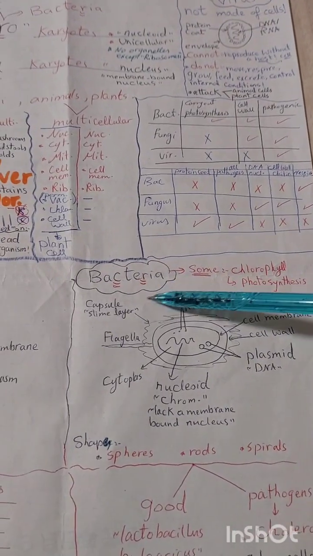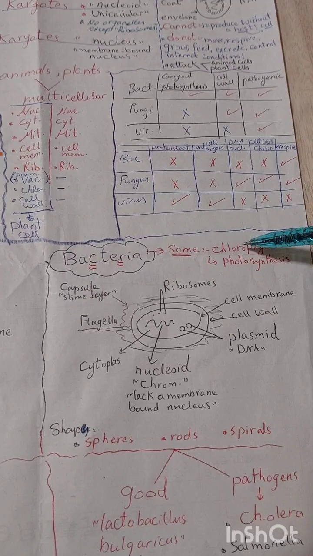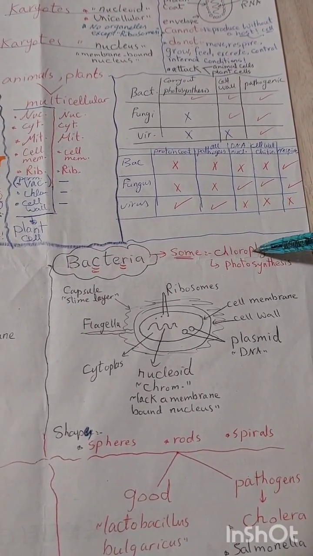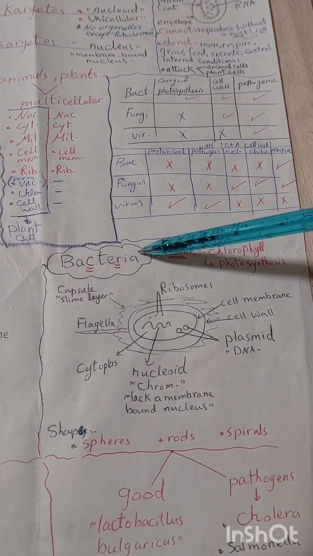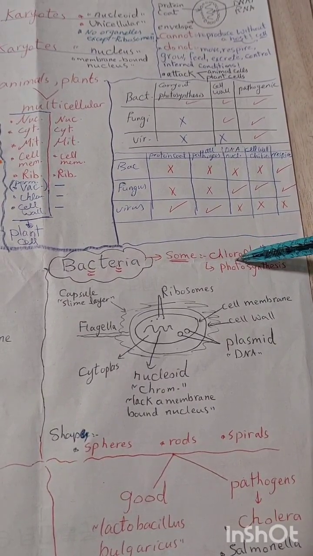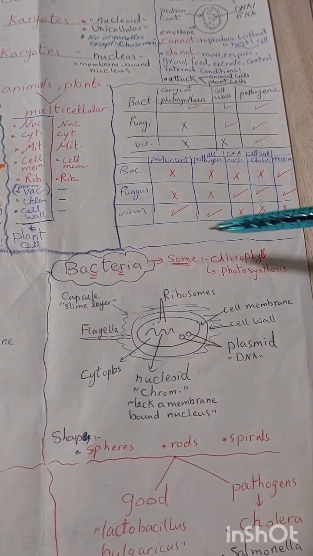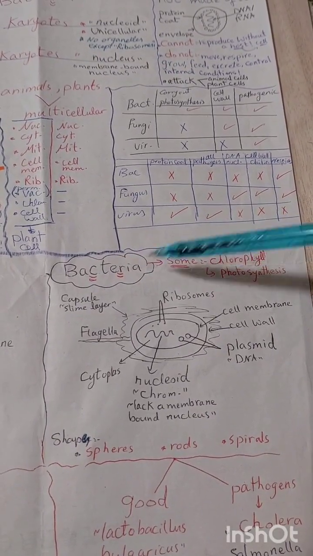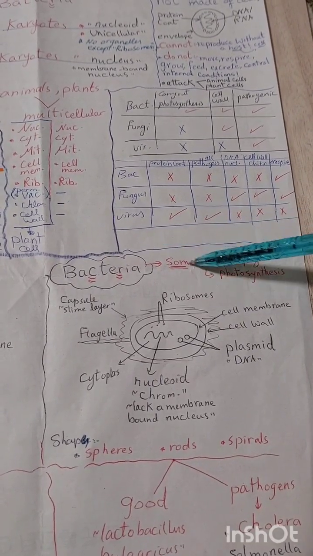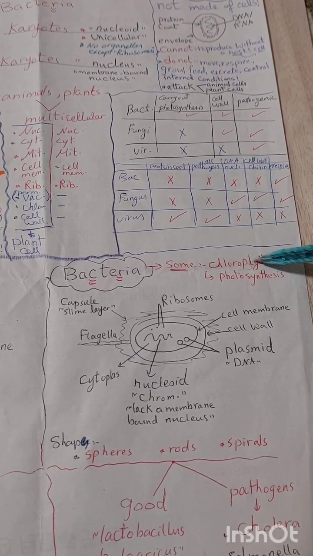For bacteria, some bacteria contain chlorophyll. Bacteria, k sound, chlorophyll, k sound also. So I think there are similar sounds here between bacteria and chlorophyll. So I think they are friends. You can remember it this way in the exam, inshallah. So some bacteria contain chlorophyll, so they carry out photosynthesis.